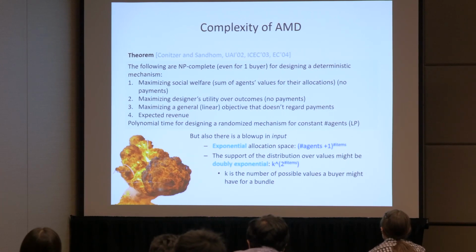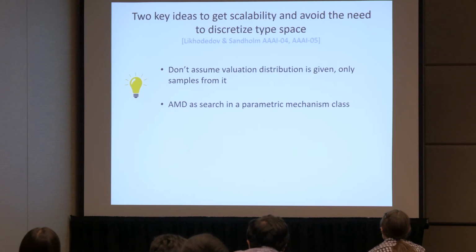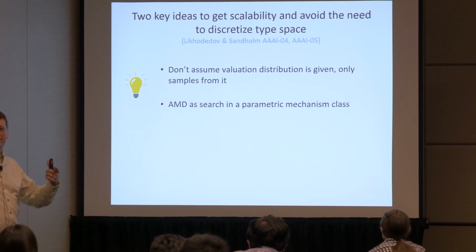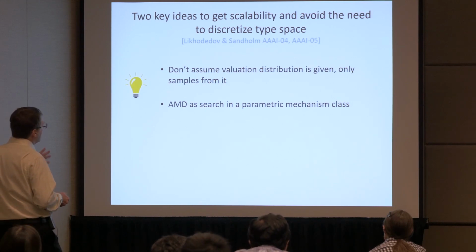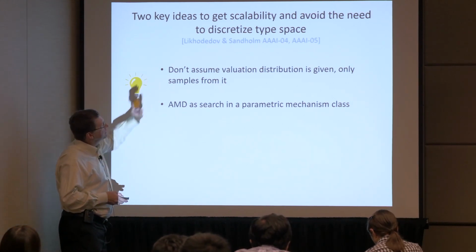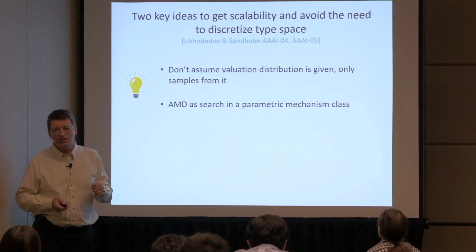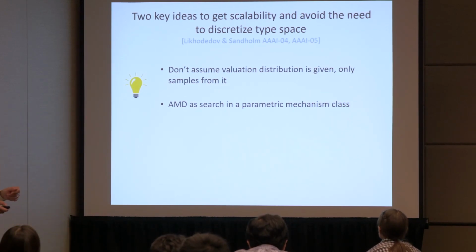So now let's move to the second strand. And here, I'm actually introducing two new ideas at the same time. And this was a couple of papers that my student Anton Likodedov and I wrote in AAAI '04 and '05. The two ideas are that, first, you don't assume that you're given the valuation distribution as you would in an economics paper. Rather, you just get samples from it. So that cuts through the doubly exponential prior problem.